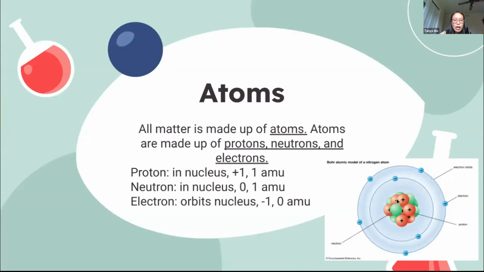Protons have a charge of +1, neutrons have a charge of 0, and electrons have a charge of -1. Protons and neutrons have mass, so they're one atomic mass unit. So 1 mole of protons weighs approximately 1 gram. But electrons are basically weightless, so we just ignore their weight.